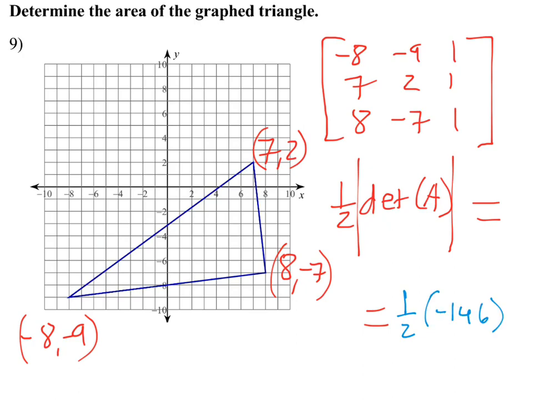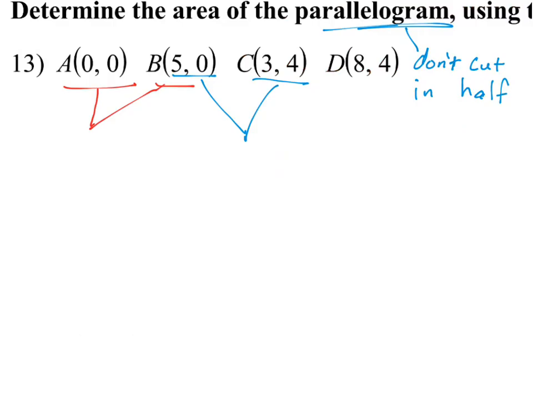Alright, let's have you check and see how you did. You should have gotten -146. Remember, we can't have a negative area, and so we're looking at 1/2 of +146, which comes out to be 73. So it's 73, whatever the units are squared, because areas are square units.